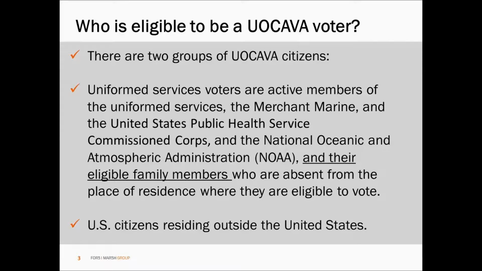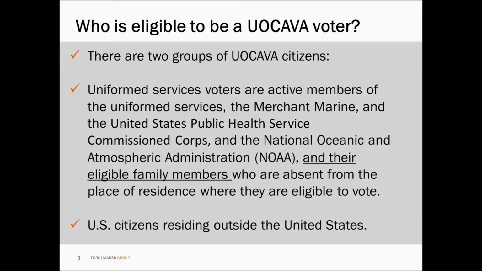There are several concepts that need to be defined before we delve into the questions in Section B. First, let's discuss the difference between a uniformed services voter and a U.S. citizen residing outside the United States. A uniformed service voter is either a member of the uniformed services, so that would be somebody who's in the Army, Navy, Air Force, Marine, or Coast Guard, as well as a person who's in the Merchant Marines, the Public Health Service Commission Corps, or the National Oceanic and Atmospheric Administration. Those individuals are obviously uniformed service voters.